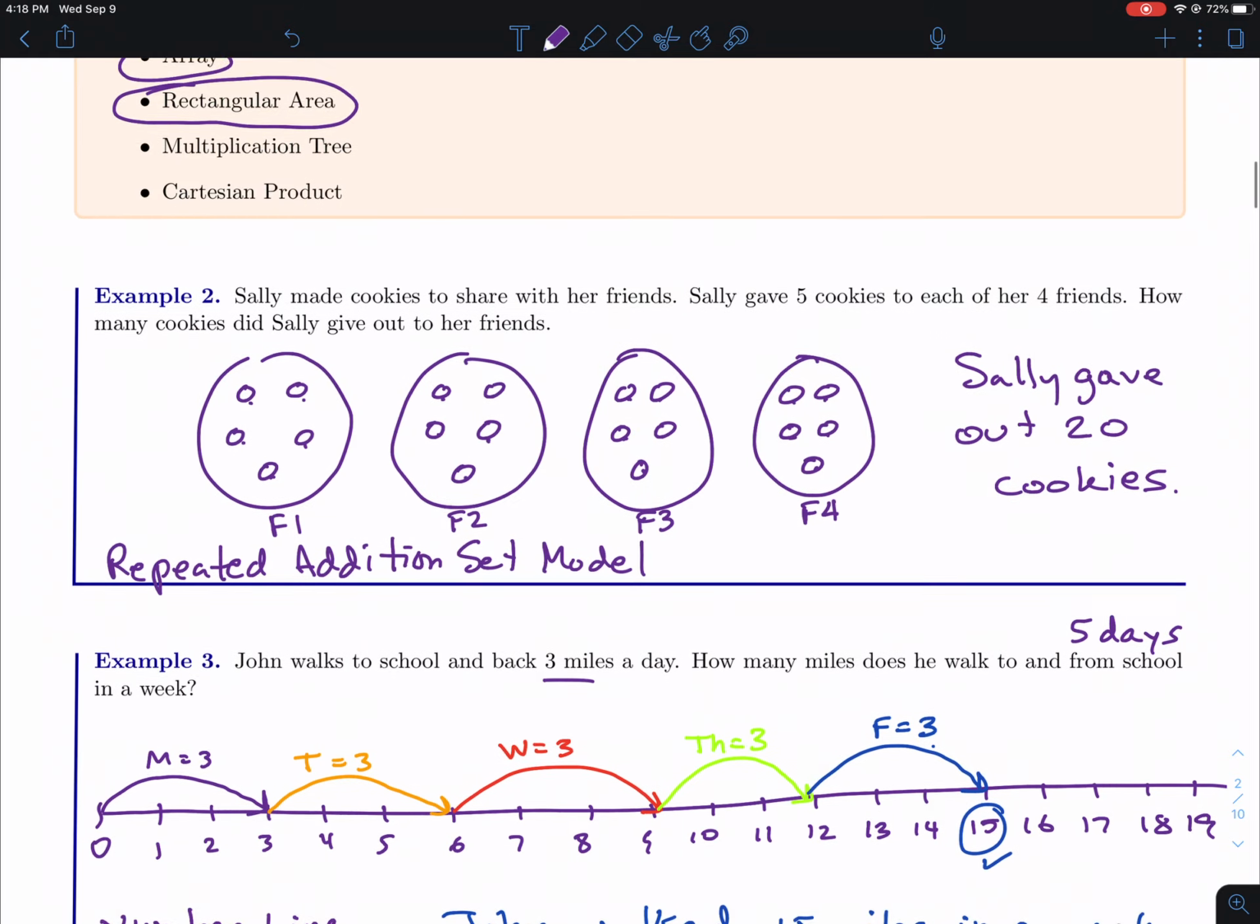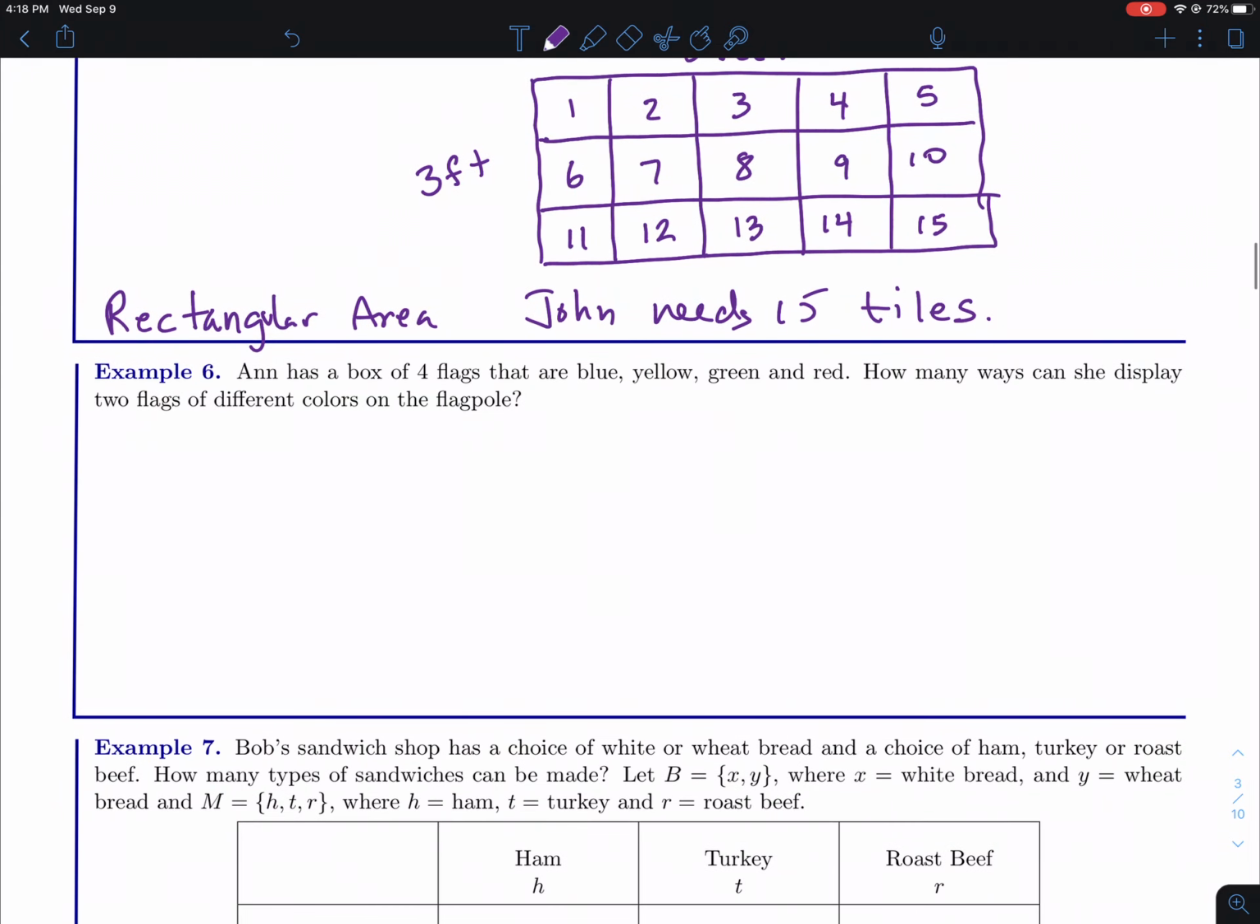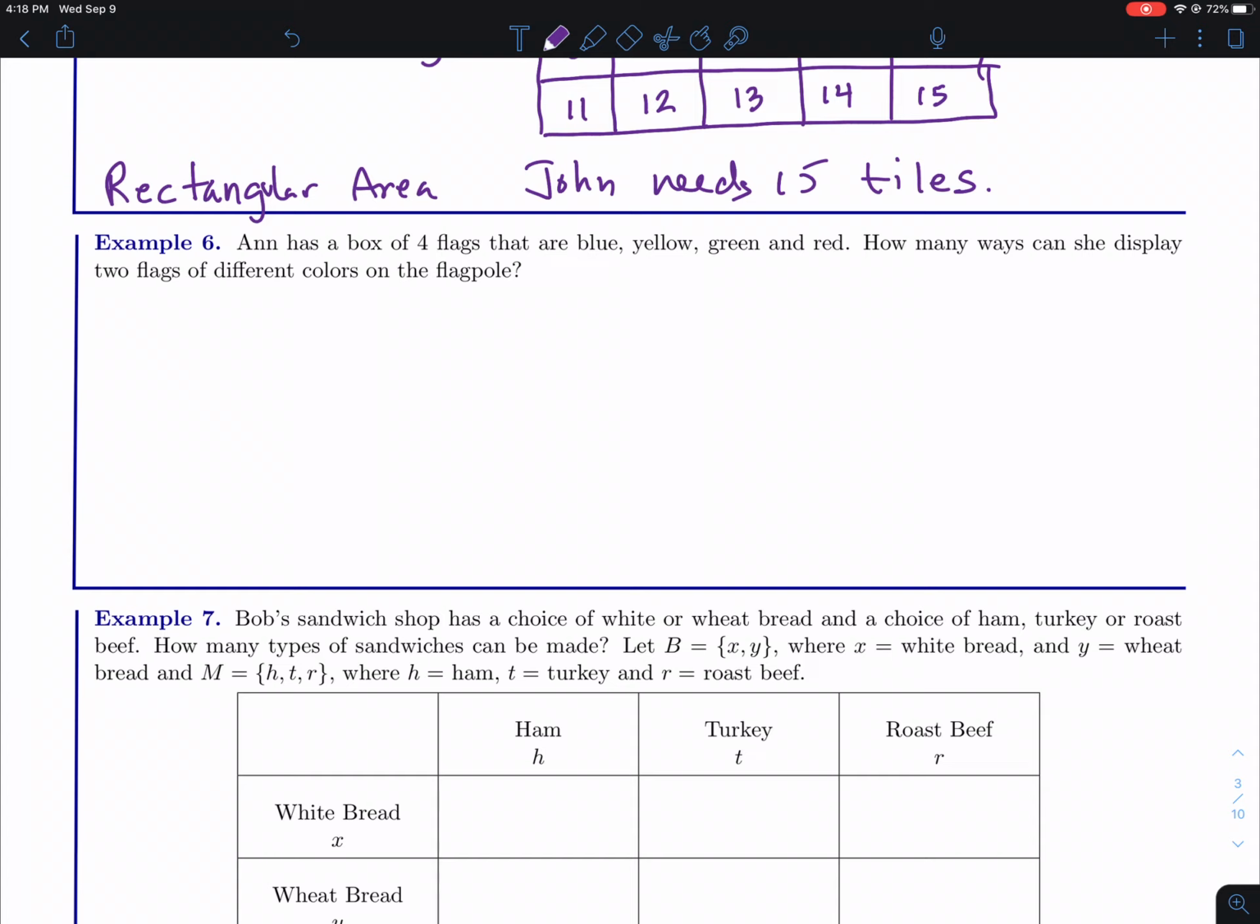All right, so next one on our list is example 6. Anne has a box of flags that contain 4 different colors. She has a blue flag, a yellow flag, a green flag, and a red flag. How many ways can she display 2 flags of different colors on the flagpole? So be careful there. The different colors is important. So she can't have a blue flag with another blue flag because she doesn't have duplicate flags. She could do blue with yellow, blue with green, and blue with red, but she can't do blue with blue or red with red or anything like that.